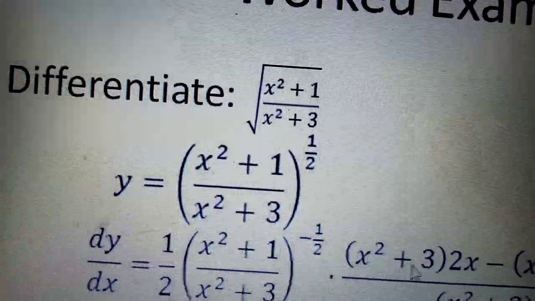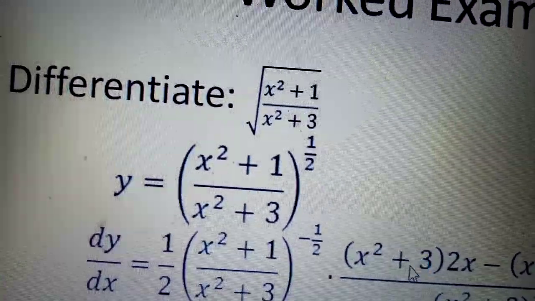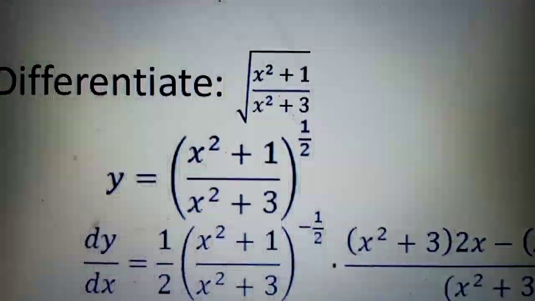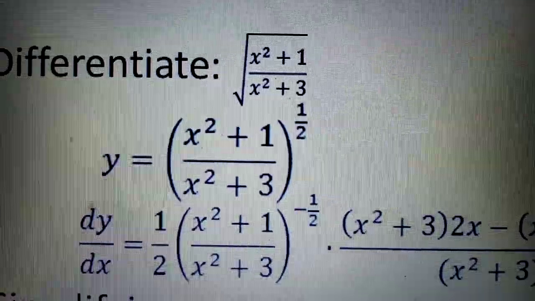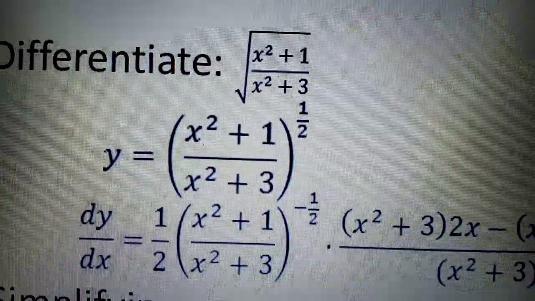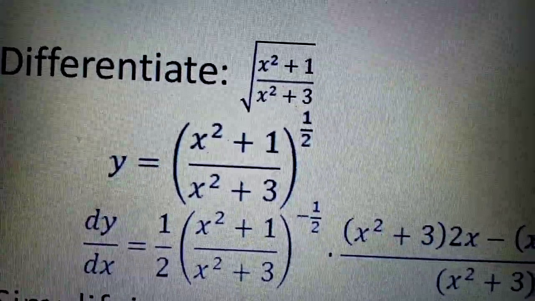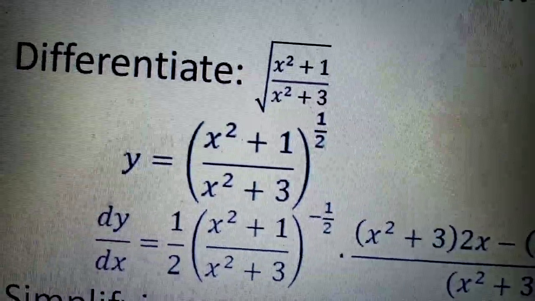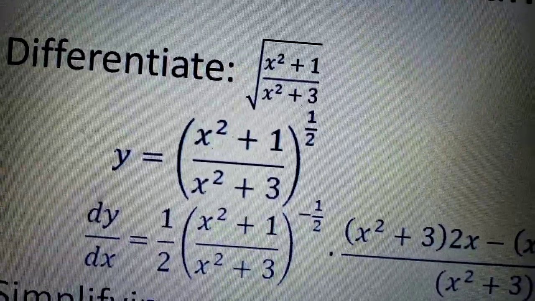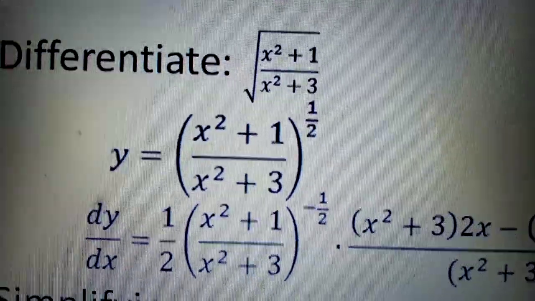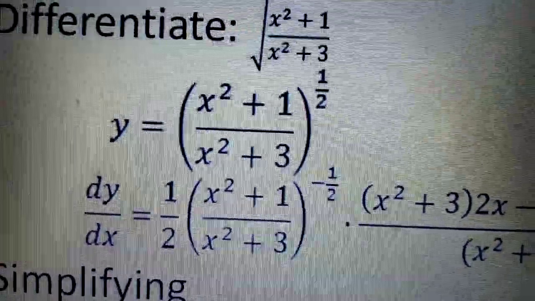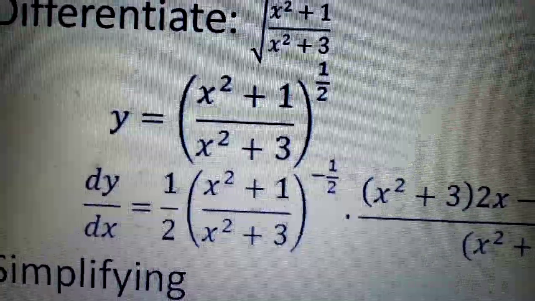Because the square root is power of half, we now use the chain rule. We look at x squared plus 1 over x squared plus 3 as one single term, u. So half will come and multiply, and we take 1 away from the half in the index. So we have half into bracket of x squared plus 1 all over x squared plus 3.